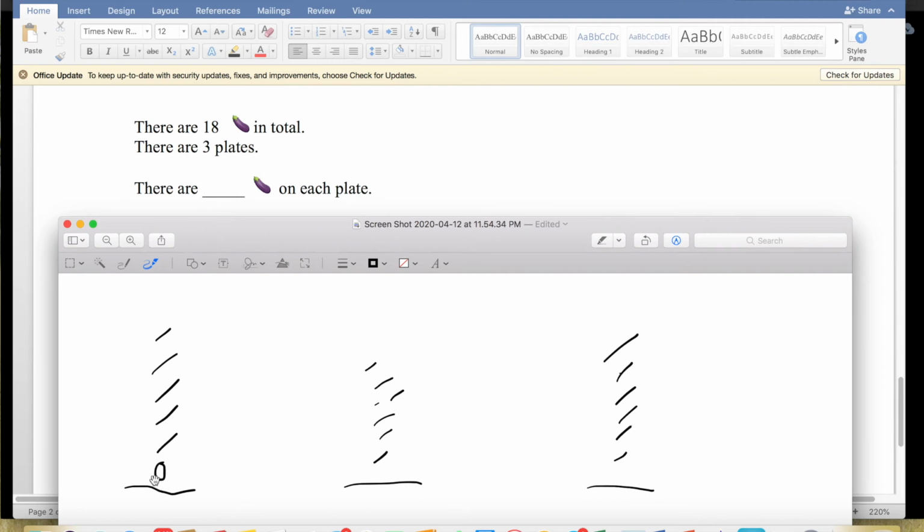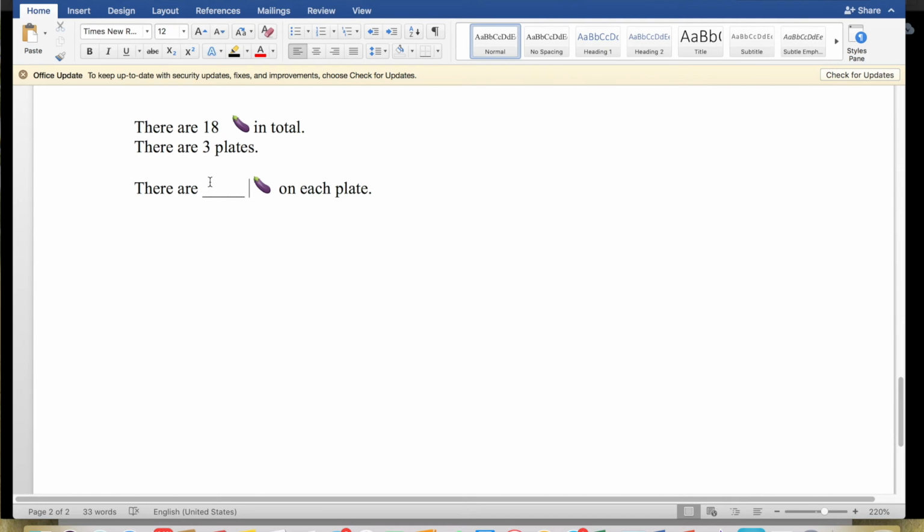And this should be a line. So there should be 6 on each plate. So our answer here would be 6.